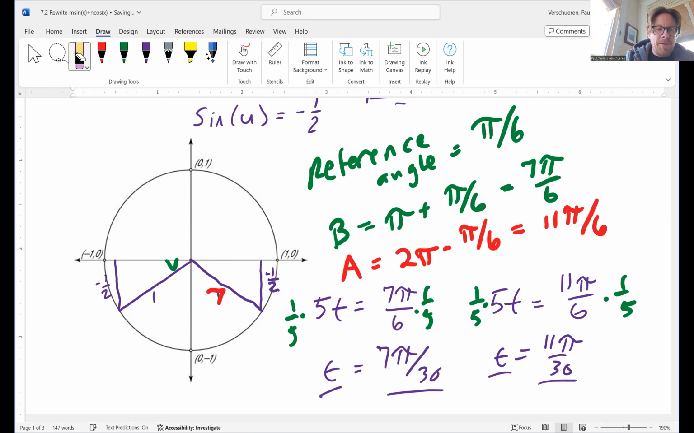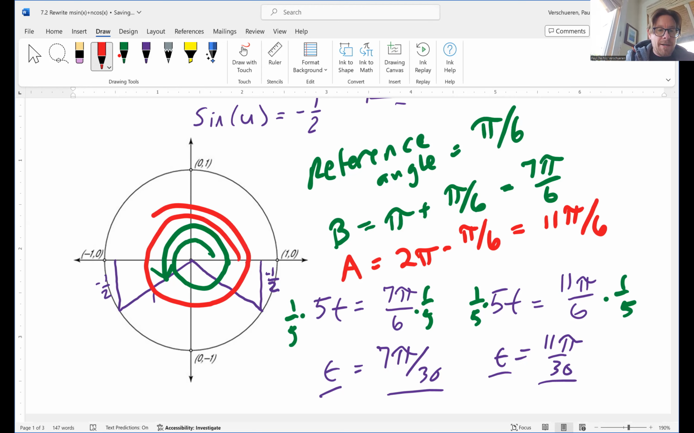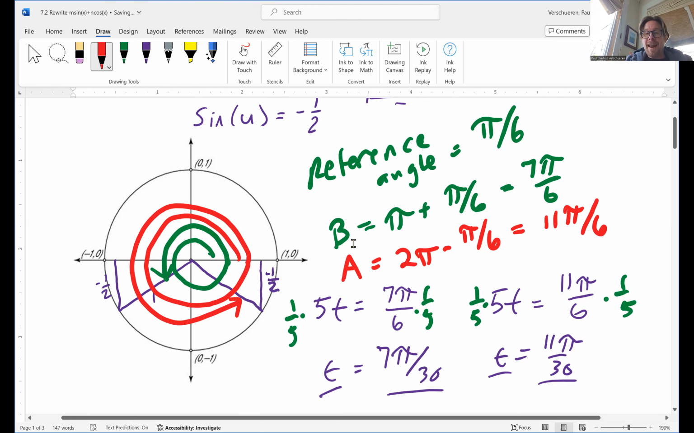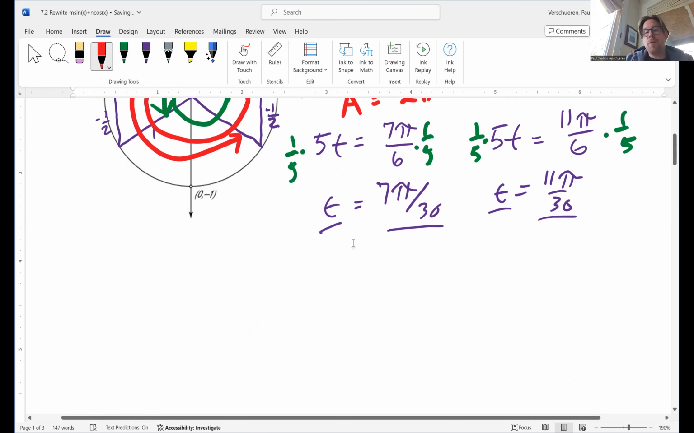When I say next couple, remember that this is a periodic motion, so starting right there, we could also go all the way around and then go back to this first place. We can also go all the way around and then go back to the second place. In other words, the simpler way to say that is we can take our original solutions and add 2 pi to them, add a full rotation.